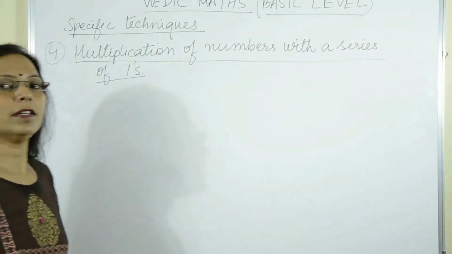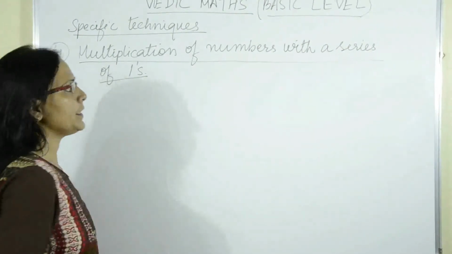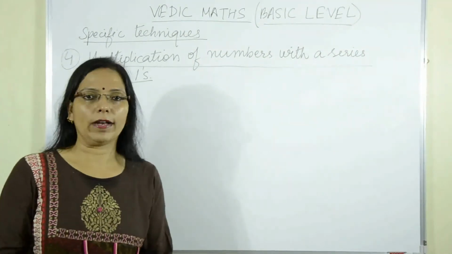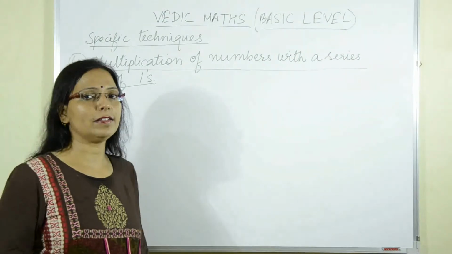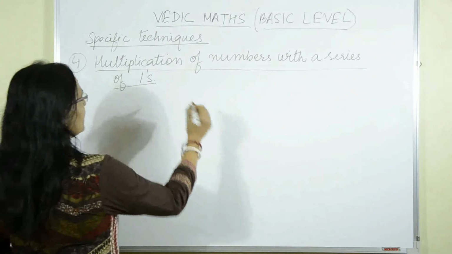So coming on to the fourth technique. The fourth technique is multiplication of numbers with a series of 1. Now the first series of 1 is 11, where we have 2 digits, 2 ones. Let us see how it is done.